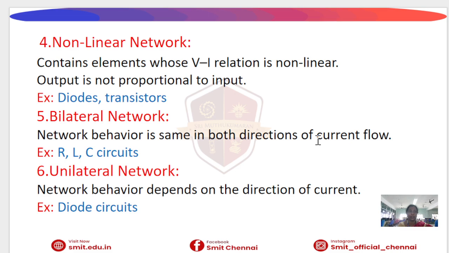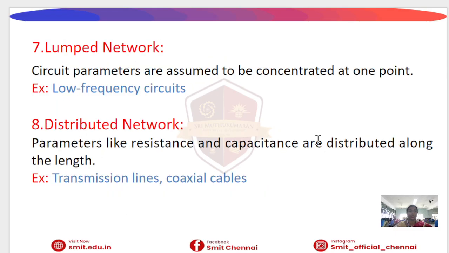Next one is the unilateral network. This is completely the contrast of the bilateral. What is unilateral? The network behavior depends on the direction of current. How the network behaves depends upon the direction of the current. For example, diode. A diode will always flow the current in only one direction. So the example of unilateral is the diode circuit.